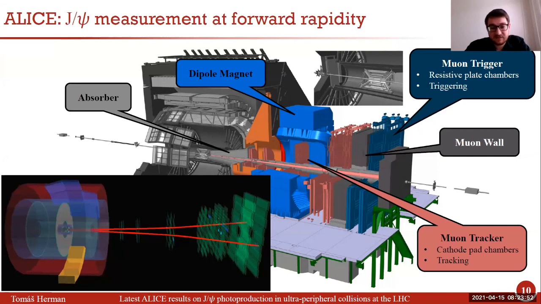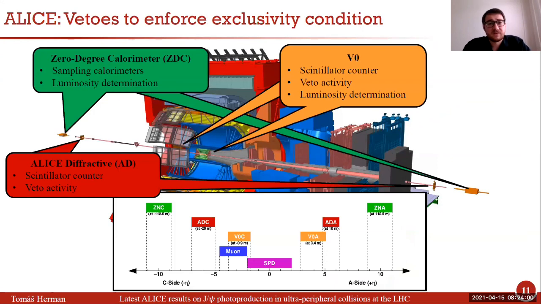And you see that on this slide, and also on the previous slide, the event display is very clear. The signature is very clear. And that is also thanks to the vetoes we use to enforce the exclusivity condition. So for that, we are using the ALICE Diffractive and the V0 detectors, which are scintillator counters, and we require a veto on their activity, which helps to force the exclusivity. And the V0, together with the zero-degree calorimeter, are also used to determine luminosity. On the bottom of the slide, you also see the pseudorapidity coverage of the different detectors.